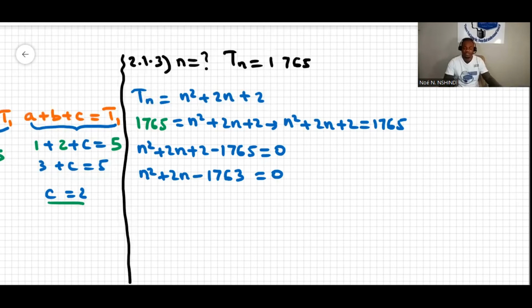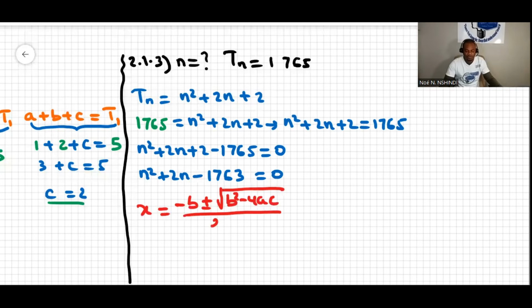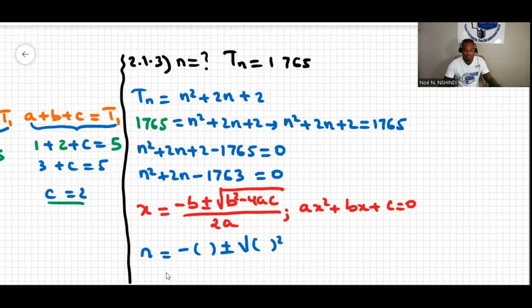Now, how can we solve this? We can do that by factorization, I know, but it can be trickier or longer that way. I would suggest to use the quadratic formula to solve this. The formula is given by negative b plus or minus square root of b squared minus 4ac all over 2a. That's the quadratic formula, because the quadratic equation itself is given by ax squared plus bx plus c equal to 0.